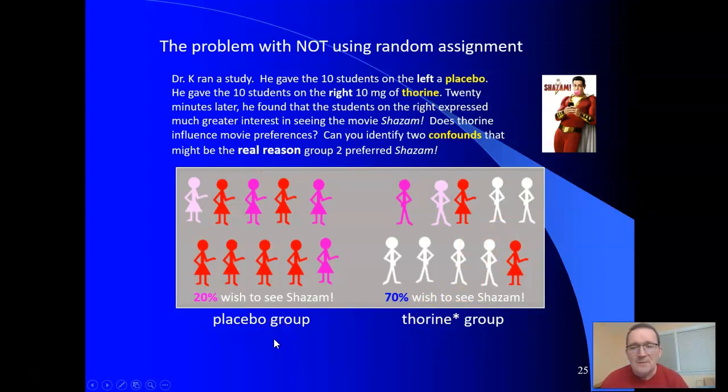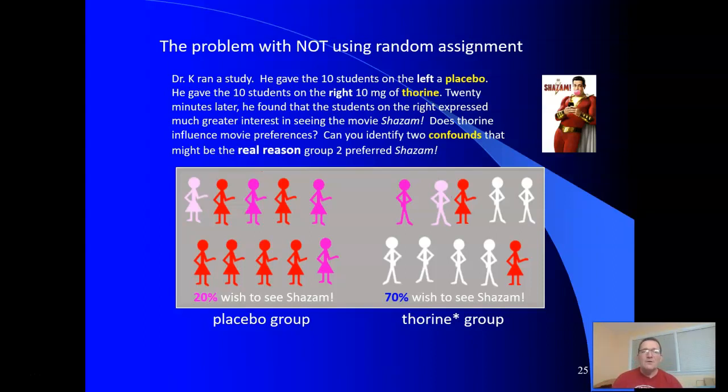I'm sure you know what a placebo is, but just in case you don't, it's something that looks like a drug, that the person is told is a drug, that's actually something like a sugar pill that has no pharmacological agent that we care about in it. So in this particular study, if we look here, what happened, only 20% of the people who got the placebo, the sugar pill, said they wanted to see that movie. 70% of people who got the thorine said they wanted to see the movie.